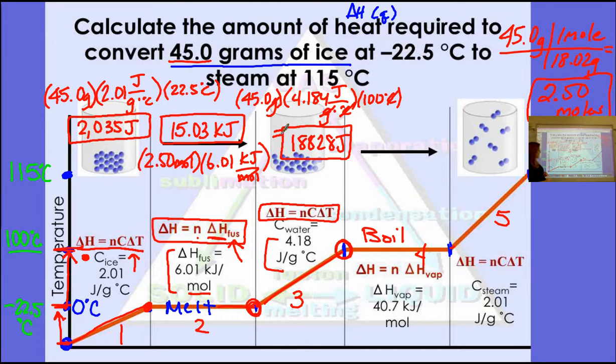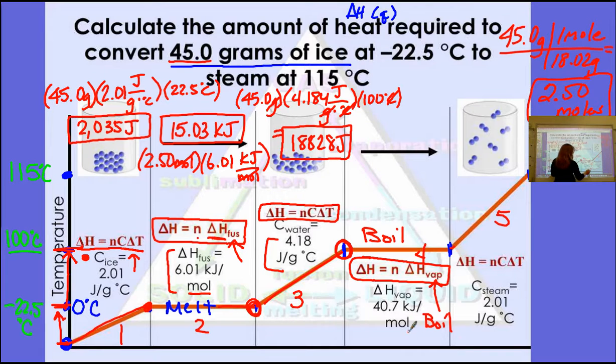And now we've started boiling. Part 4, how much energy does it take to boil that ice cube, liquid phase to gas phase? I have no temperature change, because all I'm doing is breaking intermolecular forces. So I have to use my N delta H vap. Why do I pick the vap? Because that means boil.